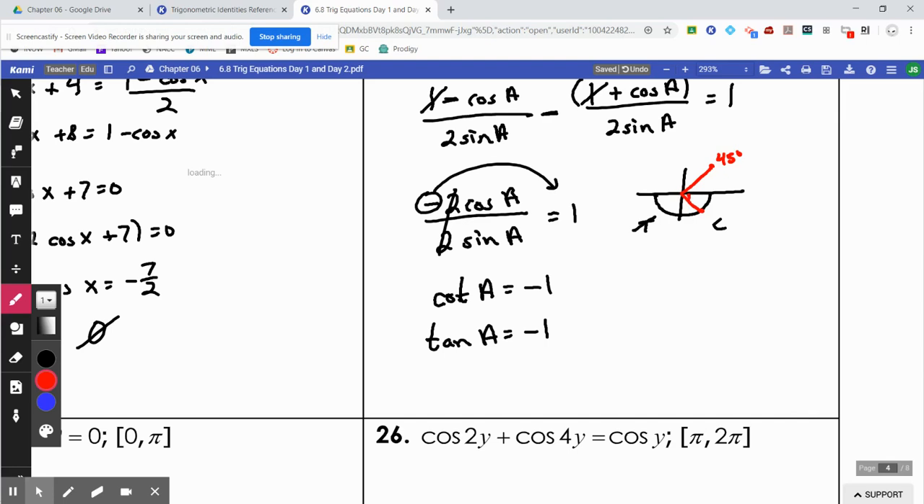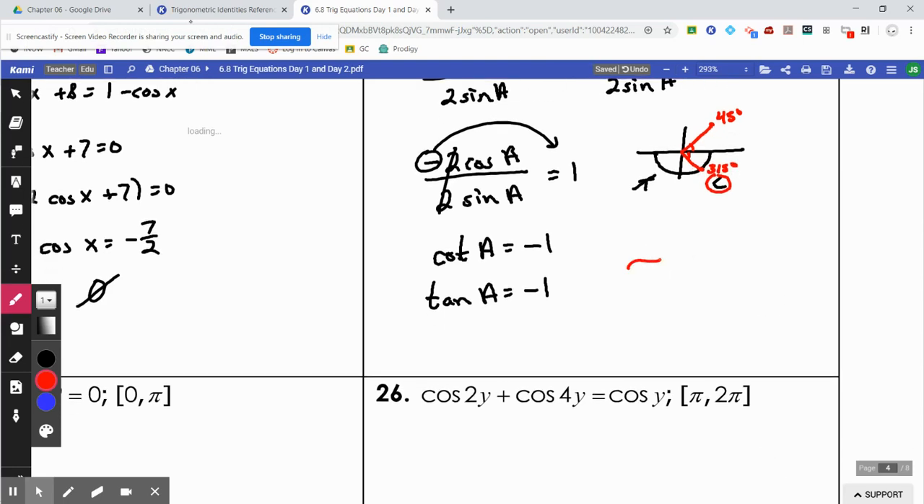It's going to have a reference angle of 45. However, tangent will be negative 1 in this quadrant, so that's going to be a 315 degree angle, which will be a multiple of pi over 4. Pi over 4 is the 45. 315 is 7 of those, so my only answer is going to be 7 pi over 4.